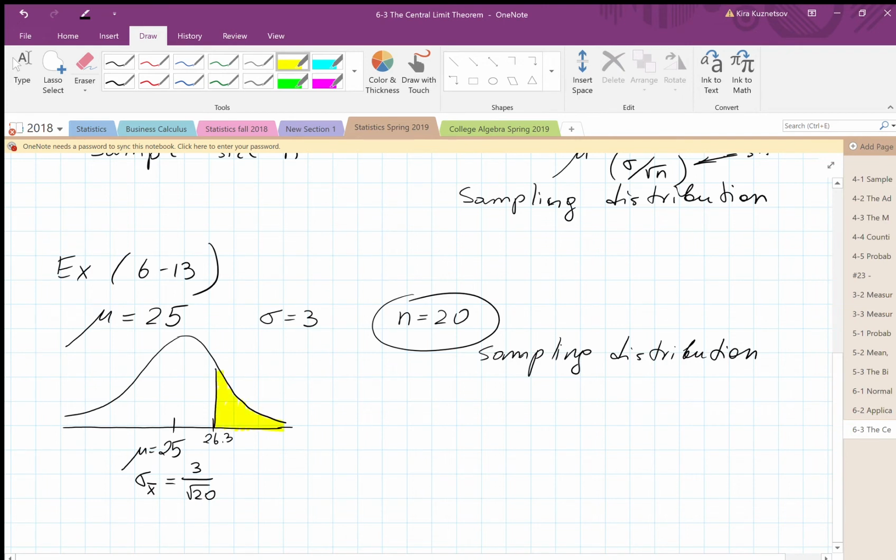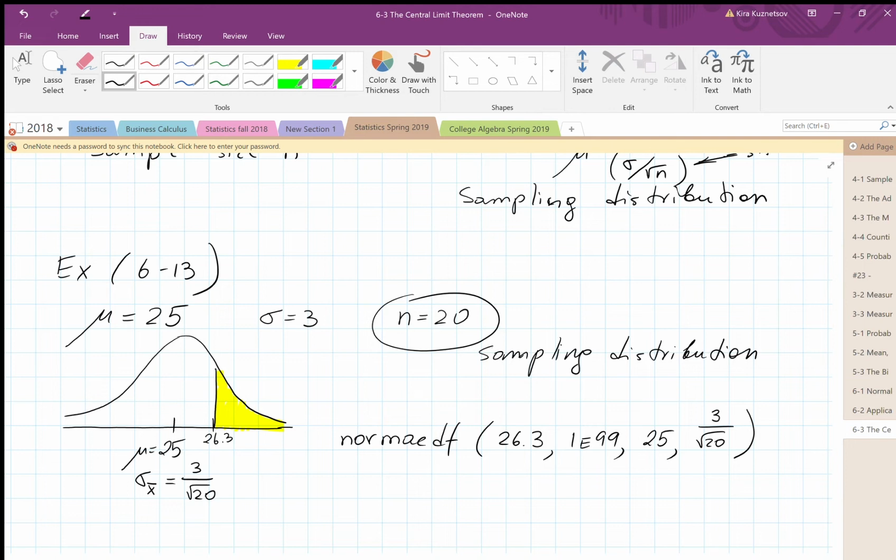So I'm right here. So what do I have? I have my normal CDF. I need the lower bound, comma, upper bound, comma, mu, comma, sigma. But I need the sigma of the sampling distribution, therefore it's 3 divided by the square root of 20. This is what you can put into your calculator.